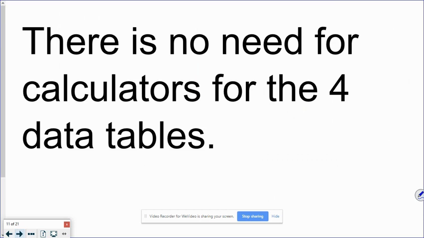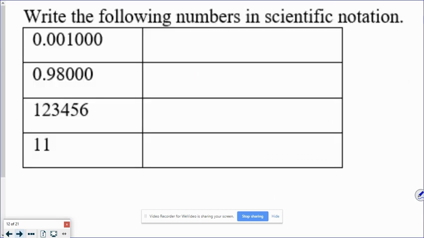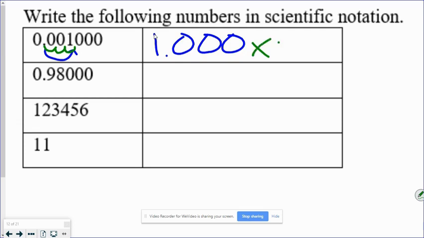So here we go. There's no need for calculators on this next part. What we need to do is write the following numbers in scientific notation. So again, we need to go 1.000. We put the decimal point after the first non-zero, so it goes after the 1. How many places did we have to move it? We had to move it 1 spot, 2 spots, 3 spots, so times 10 to the third.